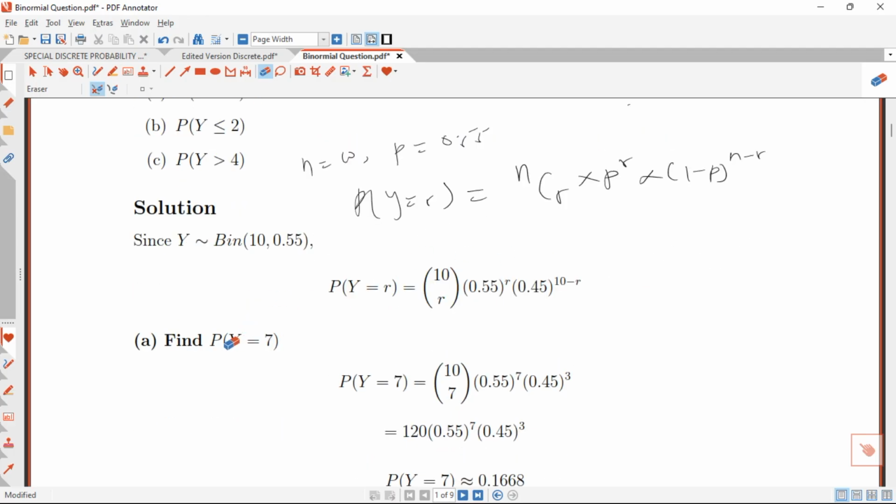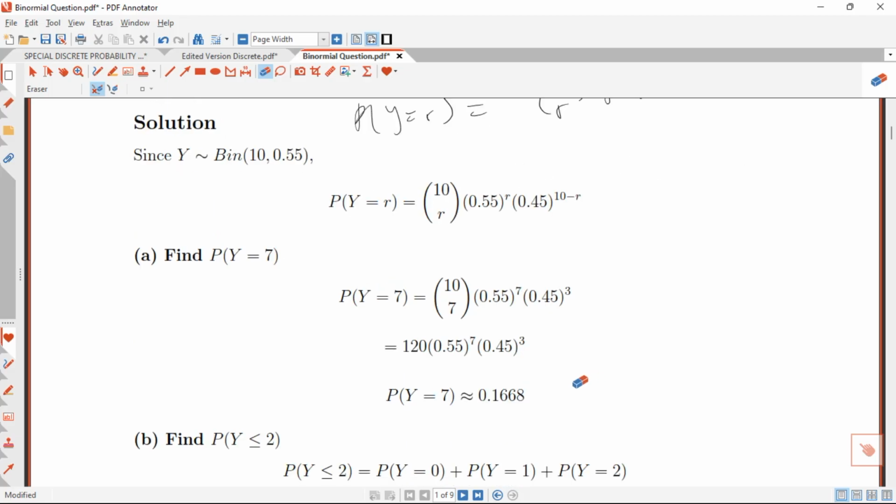The first question says we should find the probability that y is equal to 7. Anywhere you see r, we just put 7. Once you put 7 inside, this is what you get: 10 combination 7 times 0.55 raised to the power 7 times 0.45 raised to the power 3. And then we get our final answer to be 0.1668.